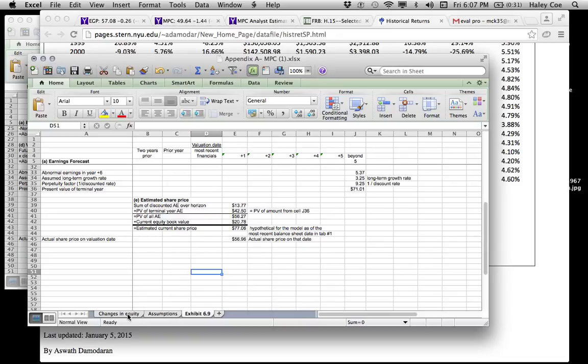So now we'll move on individually to MPC. I know that was a pretty fast overview, but as we go through each one of these companies, you'll really see the steps that I took. So we'll start with Marathon.